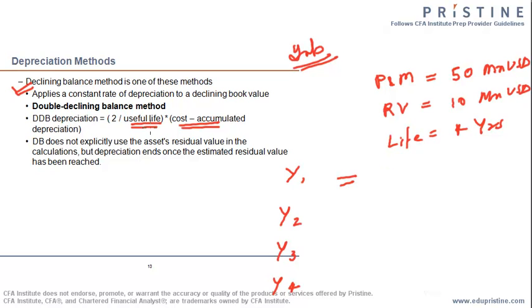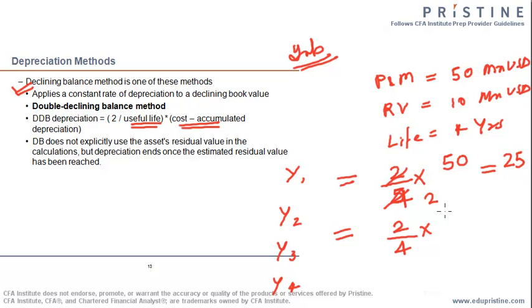Now, from a formula perspective, 2 divided by useful life, which is 4 years, multiplied by the cost. Now, first year the cost is 50. There is no accumulated depreciation, so 50 stays 50. This becomes 2 times, this becomes 25. So for year 1, the depreciation amount would be 25. For the next year, the first two items would remain the same: 2 divided by 4 multiplied by the cost minus accumulated depreciation for last year, which is 25. So the year 2 depreciation would become 12 and a half, and so on and so forth. So this is the way double declining method depreciation is calculated.